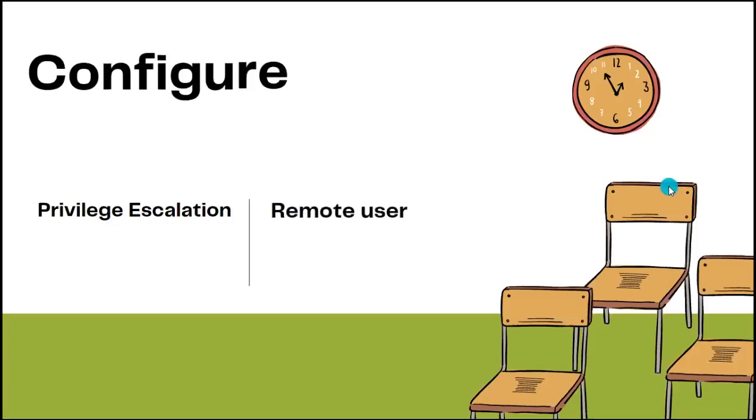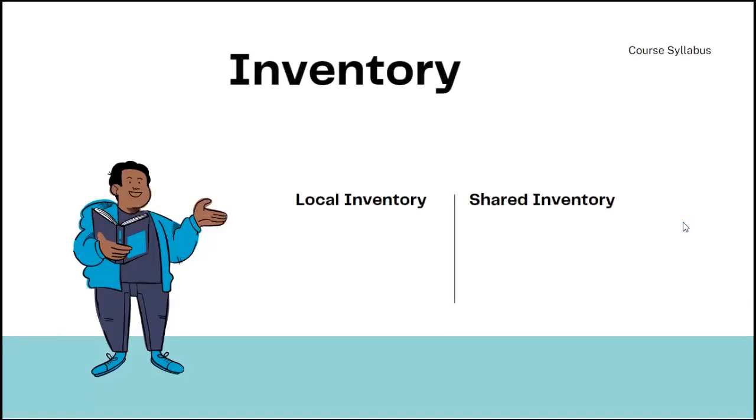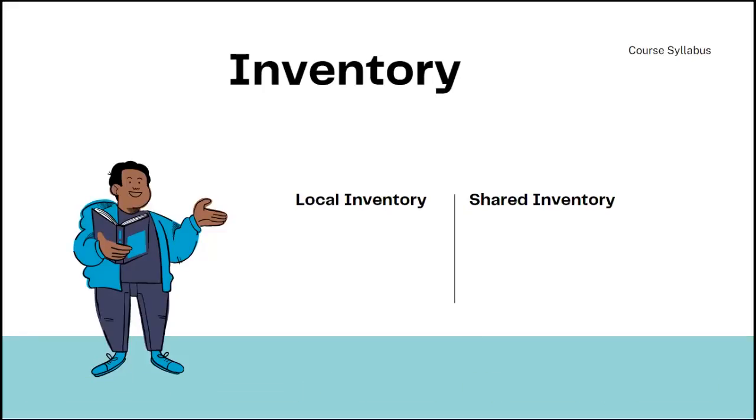And also how to configure privilege escalation, and how to configure a particular remote user. Because if you go to any project, the project will use some system user, which you need to know how to configure. And you also need to understand the inventory, local inventory and shared inventory. Because in any project, there will be multiple environments: dev environment, SIT environment, UAT environment, and pre-prod environment. In some projects the environment names are different, but the concept is the same.